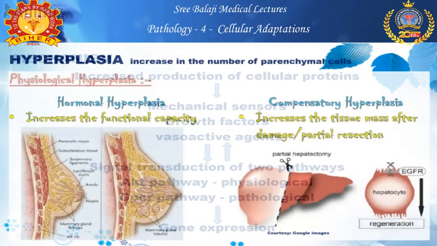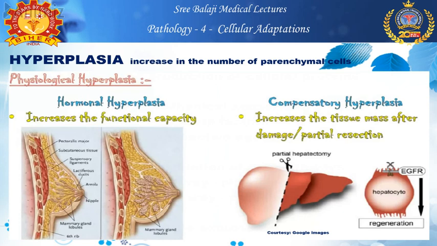Moving on to the third adaptation, hyperplasia. This is an increase in the number of parenchymal cells. It is again divided into physiological hyperplasia and pathological hyperplasia. The physiological hyperplasias are hormonal hyperplasia and compensatory hyperplasia.